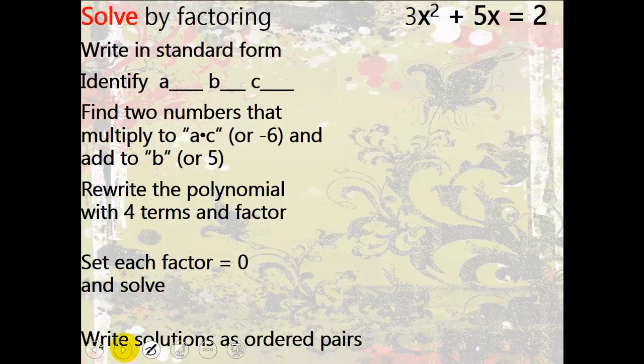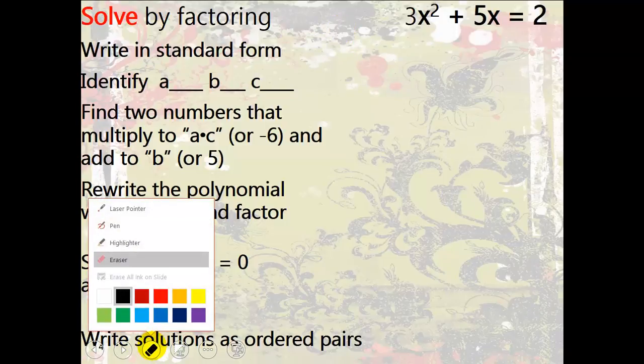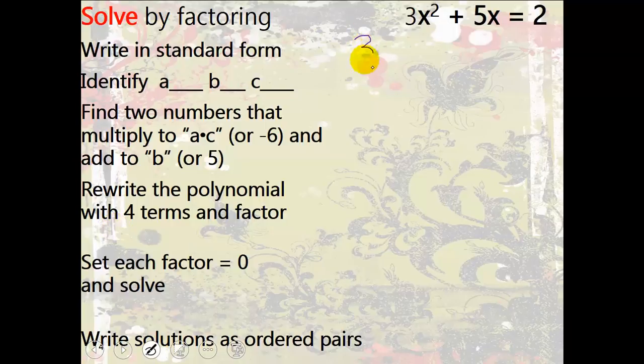The next one is another one. We're going to have to rewrite it in standard form. We've got to get it set equal to 0 in order for the zero product property to work. So we have 3x squared plus 5x minus 2. Now that equals 0. So a is 3, b is 5, c is -2.